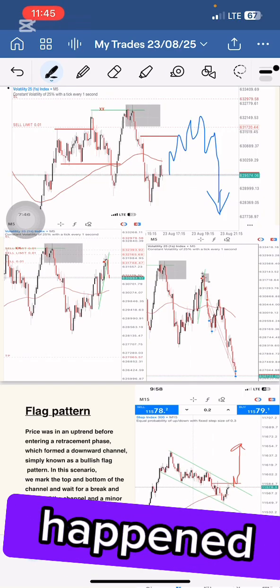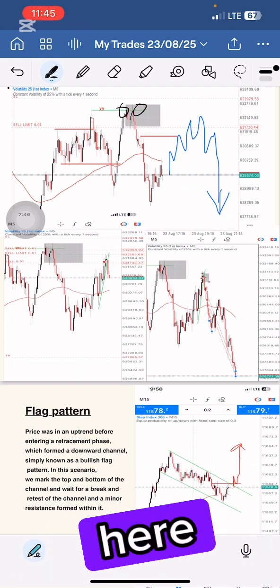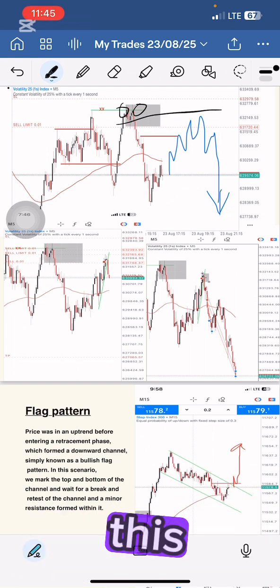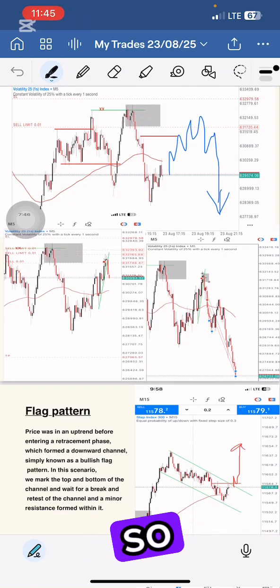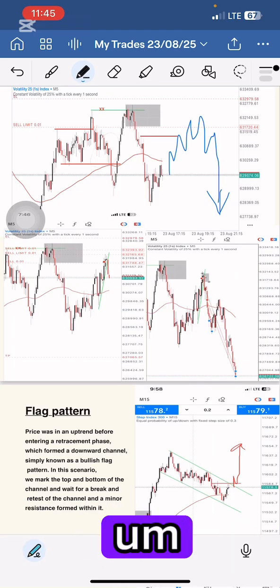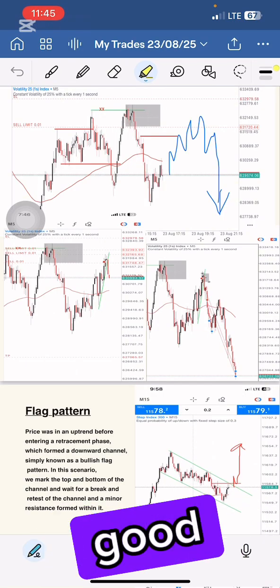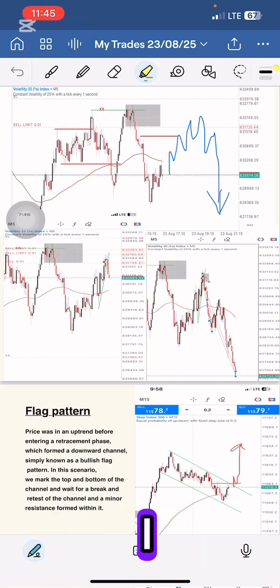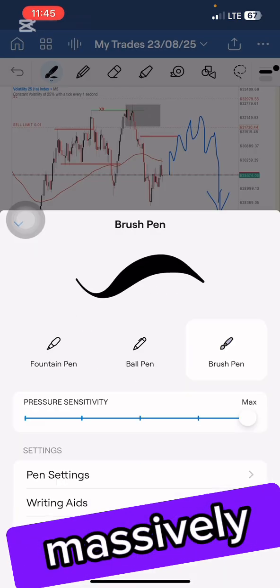That's exactly what happened. After sweeping, what next did you see? We got a double top here, and this was the neckline. When I saw that, man, I was so excited, because whenever I see such a setup, the outcome is usually good. So I decided to go with it, to go in massively.